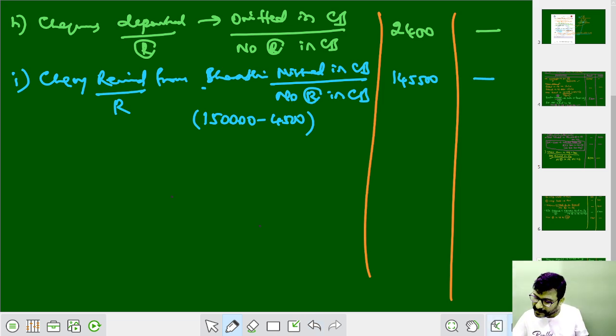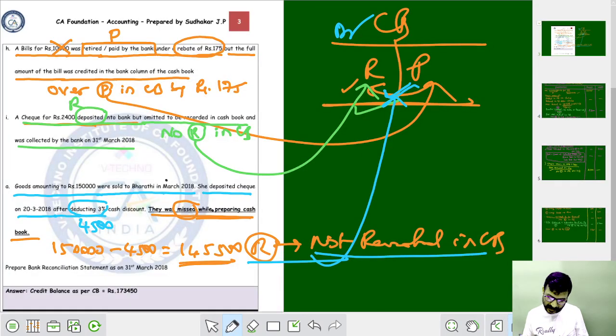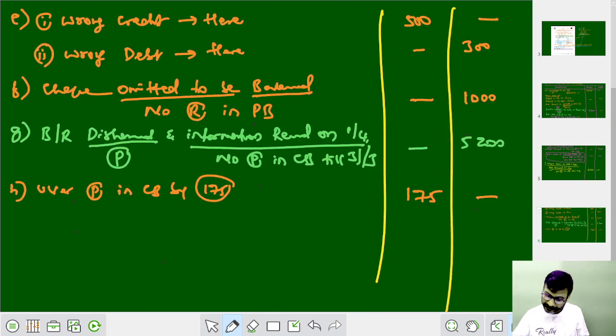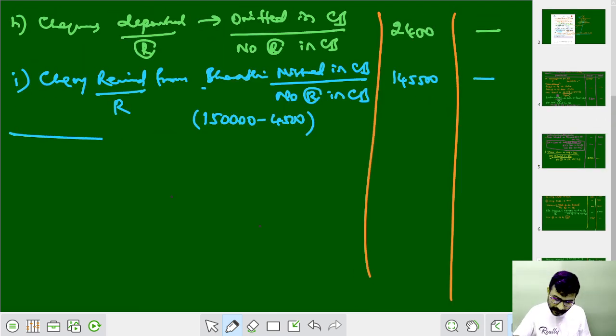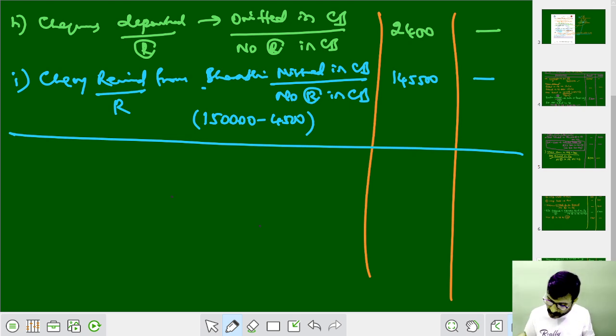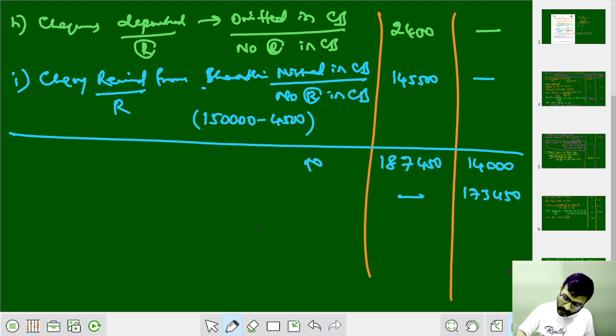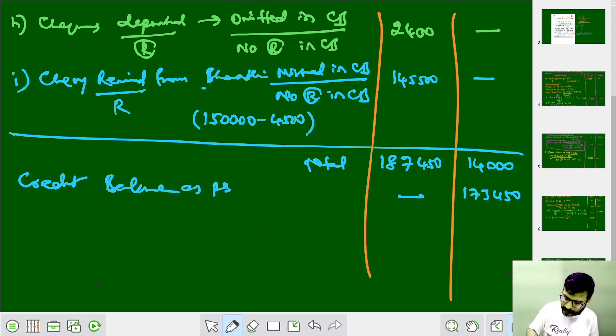I hope, my dear kids, this completes all the transactions. Now you have to prepare the BRS. Use the calci and work out the total. The total comes to rupees 1,87,450 in the debit side, 14,000 on the credit side. How much is less? 1,73,450. On what side it is less? Credit side. So we have to write credit balance as per.